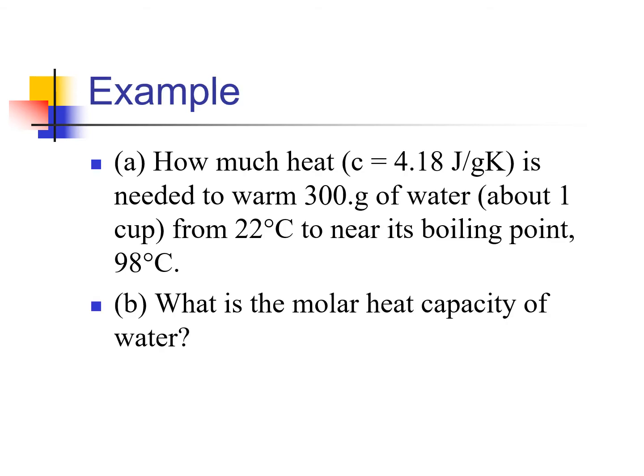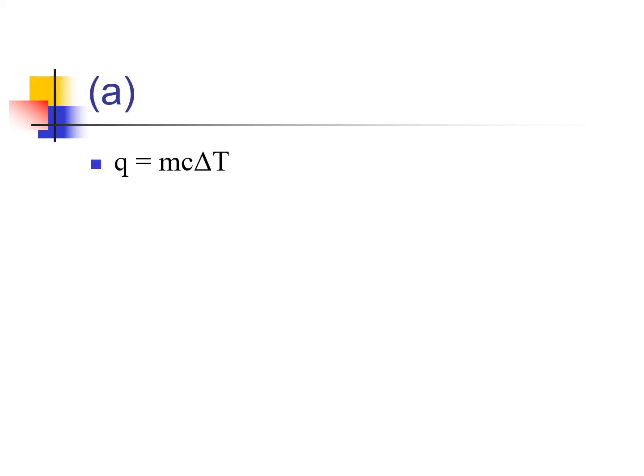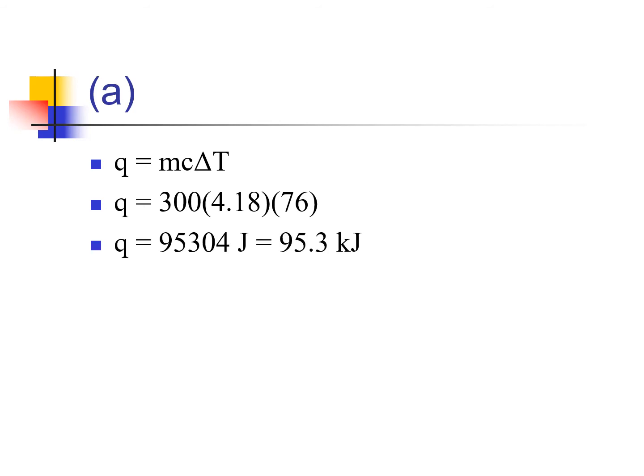So we're going to look at a question: how much heat is needed to raise 300 grams of water from 22 degrees Celsius to near its boiling point, 98? Then, what is the molar heat capacity of that water? So again, we have this MCAT equation. I plug in the numbers. We were given the mass, we have the specific heat, we have the change in temperature. I plug it in, I get my answer. It's all good. It's all rosy.